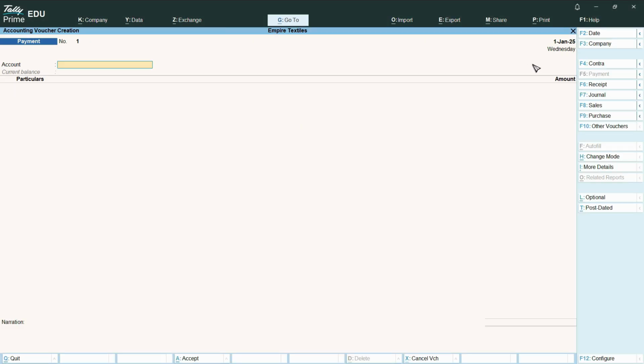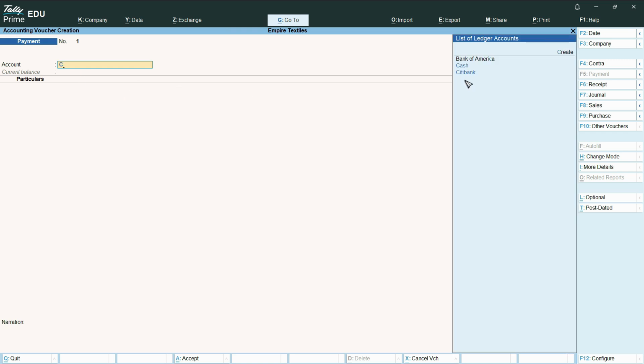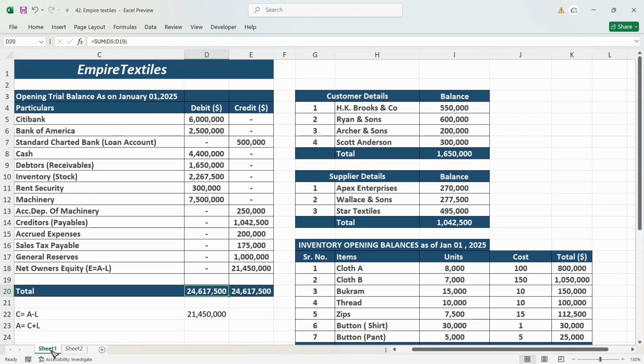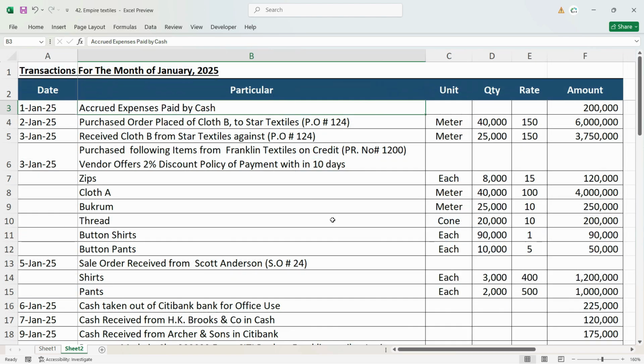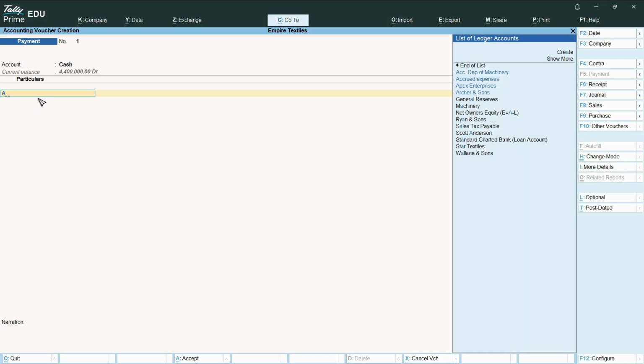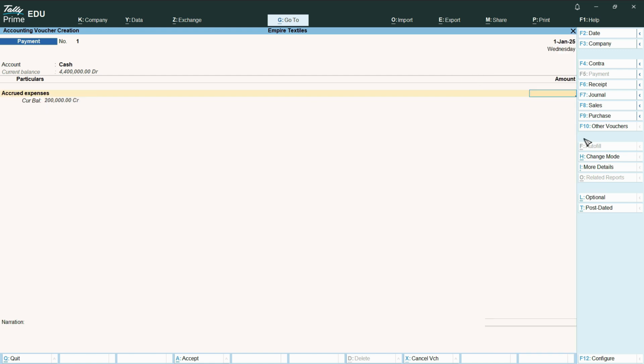This is done on 1st of January and we are paying this by cash. I'll choose cash, and accrued expenses paid by cash. We need to check first on the first sheet whether we have any opening balance or balance due for accrued expenses. Yes, we have. Accrued expenses was 200,000 due and we are paying this amount. So we need to clear this liability. So accrued expenses, I'll choose here in the particulars. The balance was 200,000. We are clearing all of this. And now the current balance, as you can see, is 0.